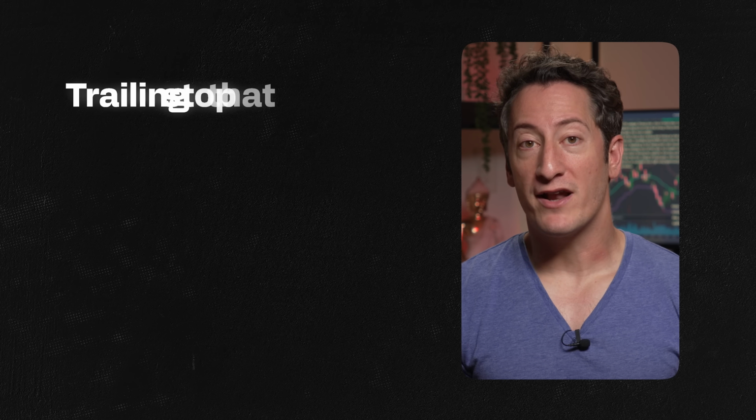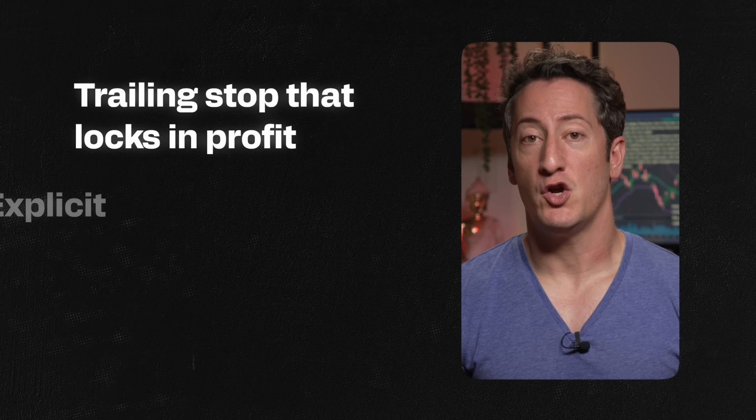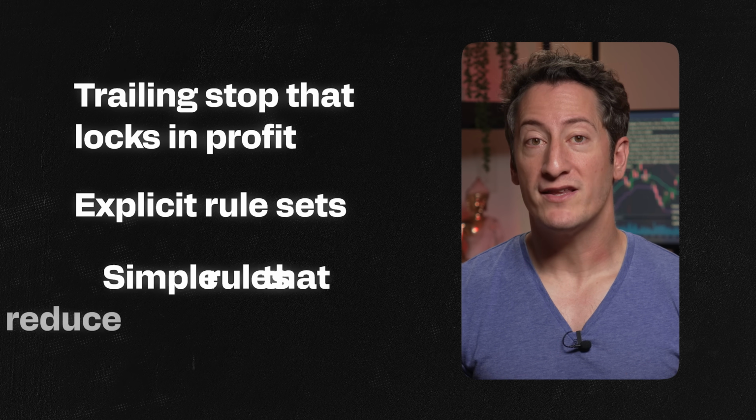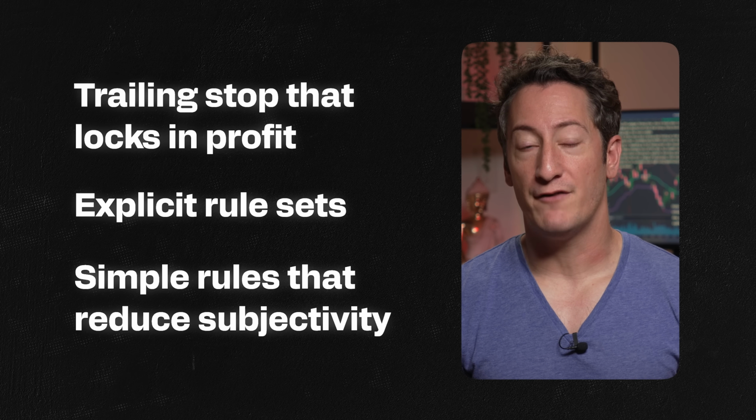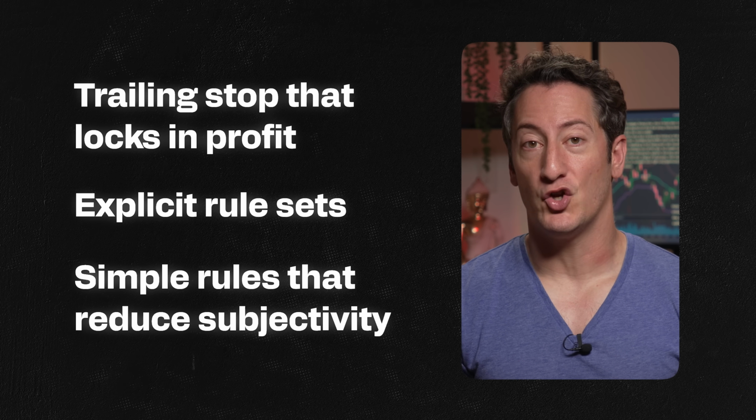In general, you want a trailing stop that locks in profits. You want explicit rule sets. You want simple rules that reduce subjectivity so that you have less processing to do in the heat of the moment. Many might be wondering what my criticisms are of Tori's system so far.